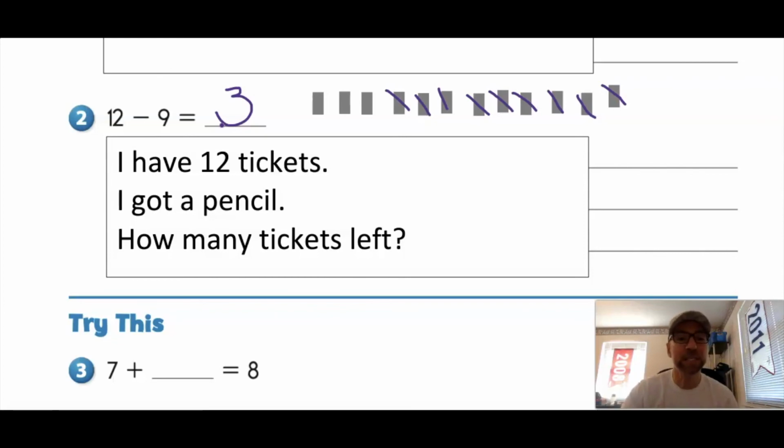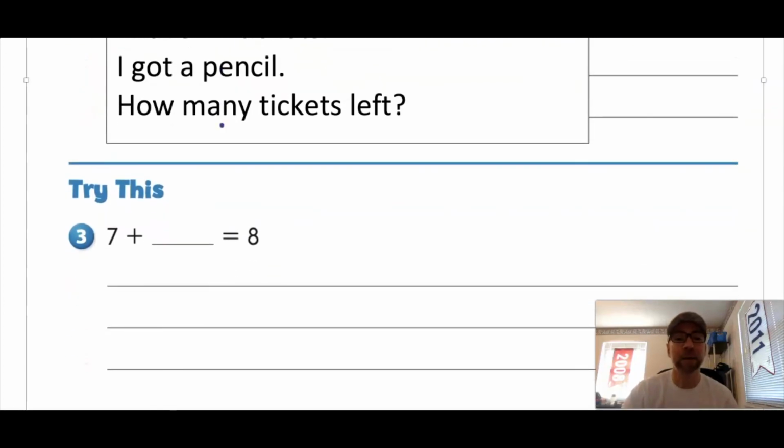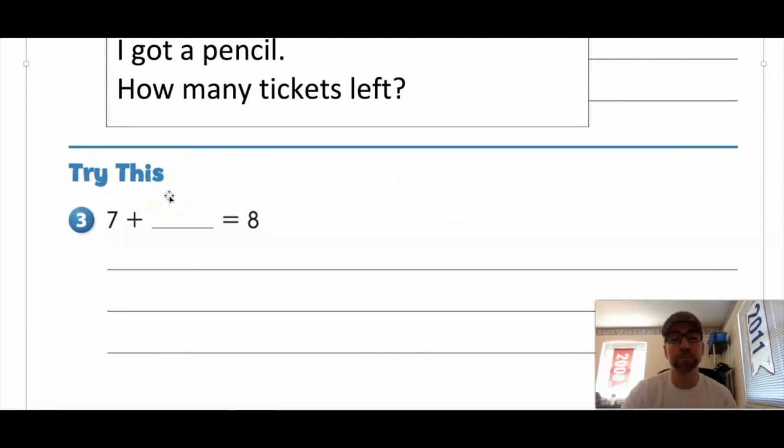Now you're going to notice that there's another problem at the bottom, and this is a try this. That makes it a little bit more difficult. If you really like math and you want to try to write a story here, go ahead. But we're going to skip that problem for now.